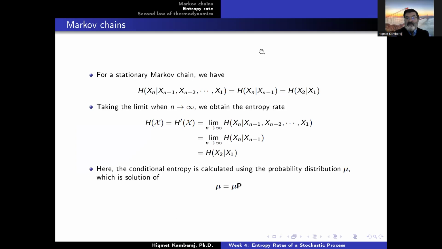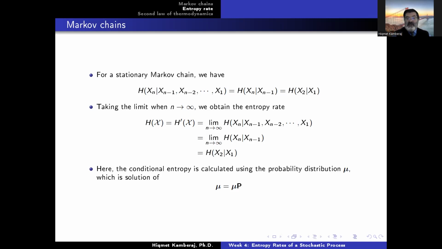Now we can state some other consequences of the previous theorem. For a stationary Markov chain, we have that the conditional entropy of Xn given Xn-1 and so on, Xn-2, ..., X1 is also equal to the conditional entropy of Xn on Xn-1. Or furthermore, it is equal to the entropy of X2 given X1. Taking the limit when n goes to infinity of both sides.